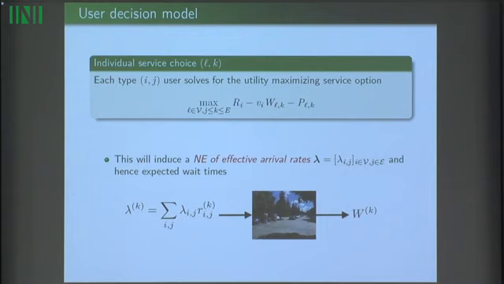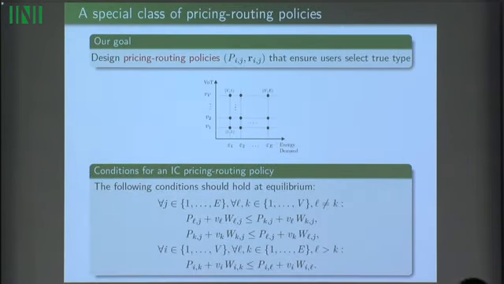This will induce a Nash equilibrium of effective arrival rates. Those are people that choose to buy service from you. It's different from the potential arrival rate. And we'll determine those WKs that I showed you. If you know the R's and the WKs and the lambdas, you can sort of relate them. Our focus is to design these joint pricing and routing policies that would lead people to only buy services under their true type.